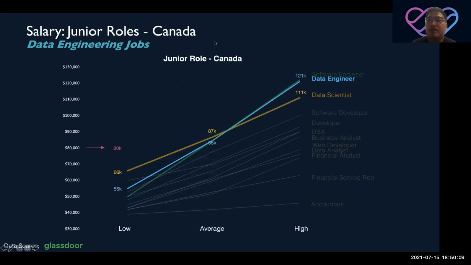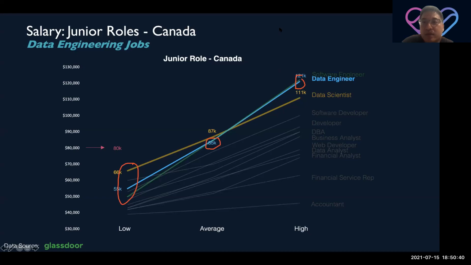In terms of salary, these are just base salaries, right? Not the total compensation package. In Canada, for a junior data engineer, the midpoint average, the blue line here, is about 85,000. The title will be junior data engineer or just data engineer. On the low end, 55,000. On the high end, 120. I think the numbers are pretty good.